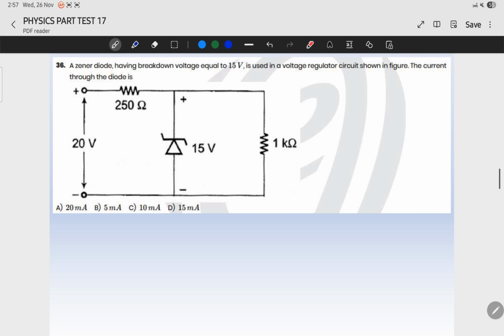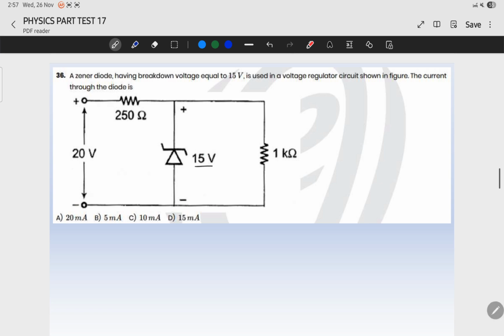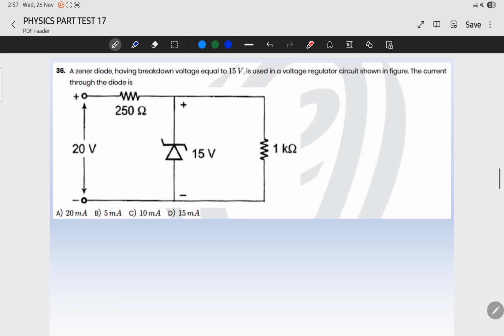Coming to the next question, Zener diode having breakdown voltage 15 volt is used as voltage regulator. The current through the diode is. So it's being operated under breakdown voltage. So voltage across this is 15 volt. So in this branch also the voltage will be 15 volt. So V is equal to IR. So the current through this will be I is equal to V by R is equal to 15 by 1000, which is equal to 15 milliampere. So 15 milliampere is flowing in this direction.